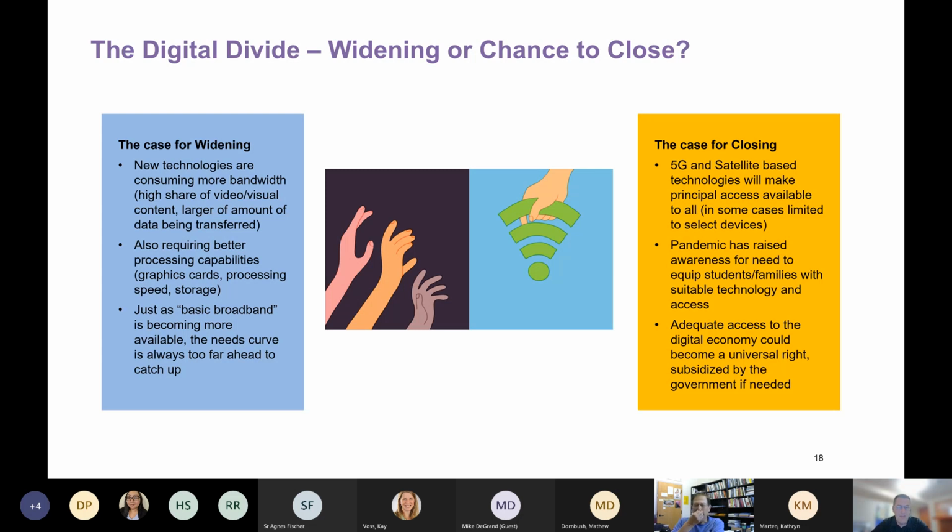And the notion that the pandemic has actually made us much more aware. It has illustrated the challenges of some of our students and families to not have access, to not have devices, to have to sit in front of a McDonald's or even in the parking lot of the school to be able to do their homework. So there's a debate around whether adequate access should become a universal right, and whether it should be subsidized by the government so that everyone can participate in the digital economy. The current reality is that it is strongly divided along racial lines.